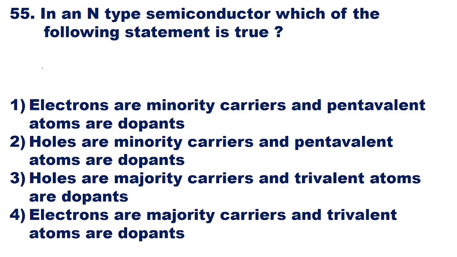Option 3, holes are majority carriers and trivalent atoms are dopants. And option 4, electrons are majority carriers and trivalent atoms are dopants.